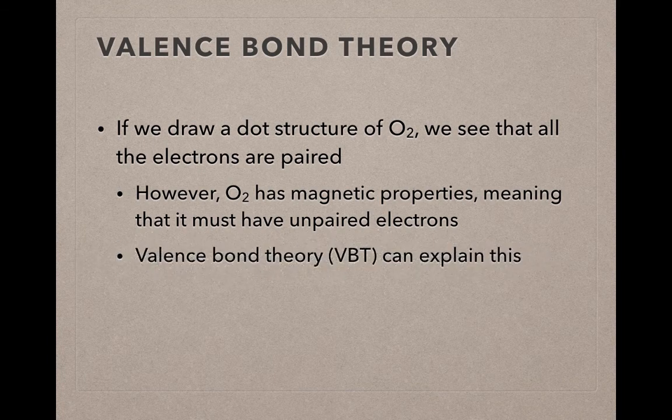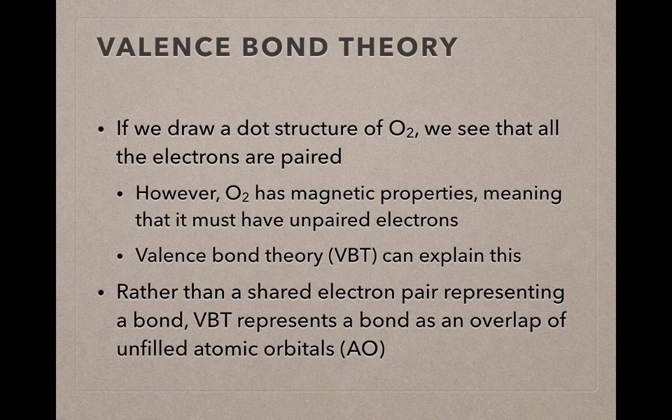However, valence bond theory can explain this, and you'll see we often refer to valence bond theory just as VBT. So rather than describing a covalent bond as a shared electron pair, we're going to go a little bit deeper, and we're going to describe a bond as an overlap of two atomic orbitals that are unfilled. Okay, so they usually have a single electron in them.